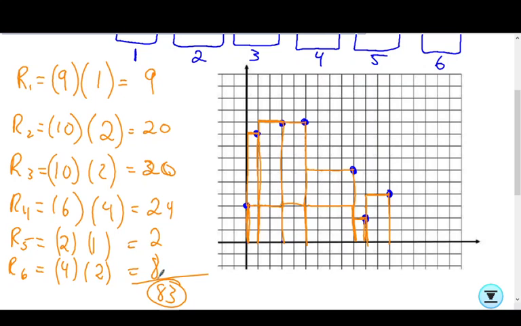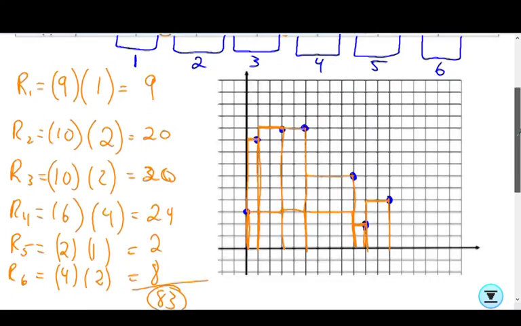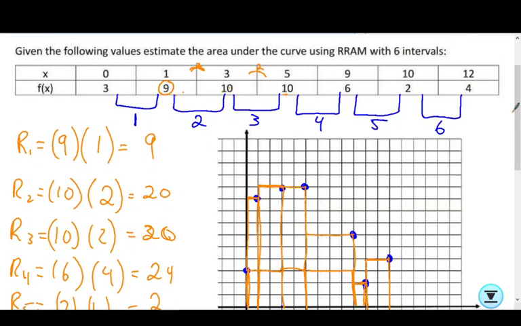So the difference is we're just getting our y values, our heights and our widths from a table. Now I didn't necessarily need to graph it, but I wanted you guys to see how it would look if we graphed it. So you could technically see these areas. And you could really easily see this area right here. This one's 9, this one's 20, this one's 20, this area is 24, this area is 2, and this area is 8. You could even count up the little rectangles if you wanted to, and it would be that.